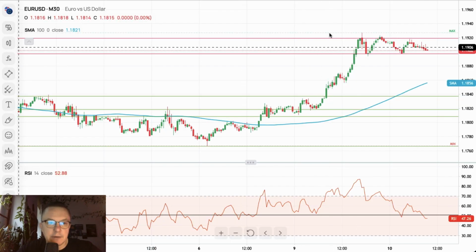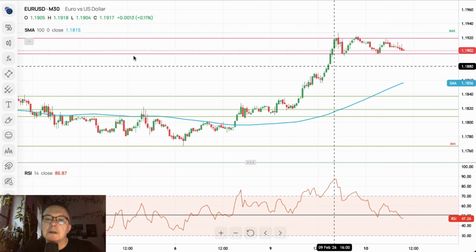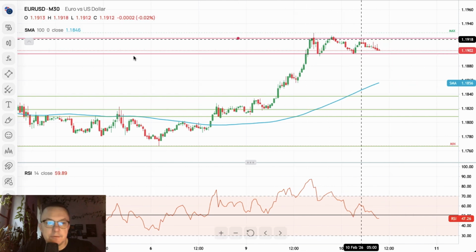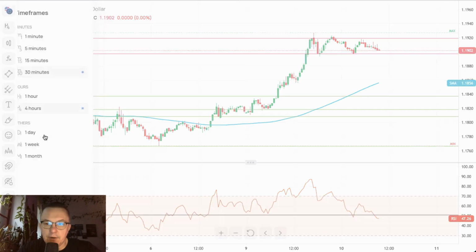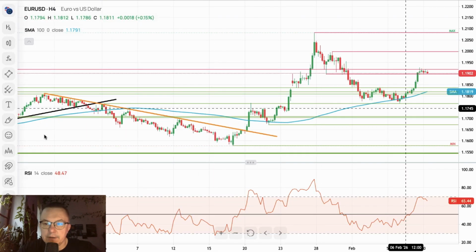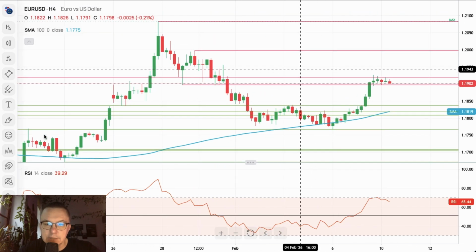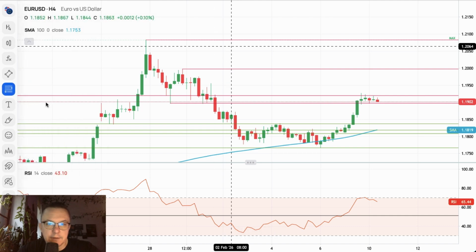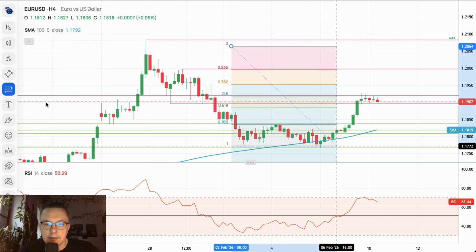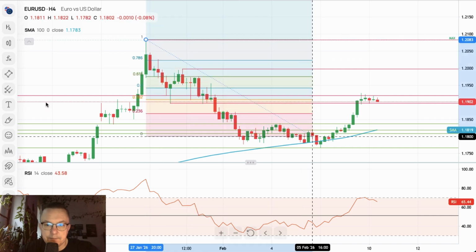So the euro dollar on 30 minutes looks very non-event. Consolidation, sideways trend around 1.1902, but on the 4-hour time frame chart you can see very clearly that we are moving higher. So how much actually did we retrace? Let's take a look how much did we retrace. It might be quite interesting to see. Okay, so that's the high, that's the low.